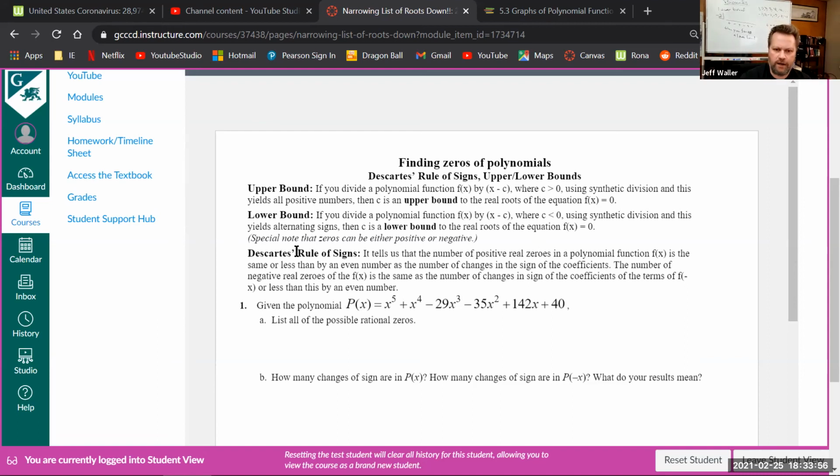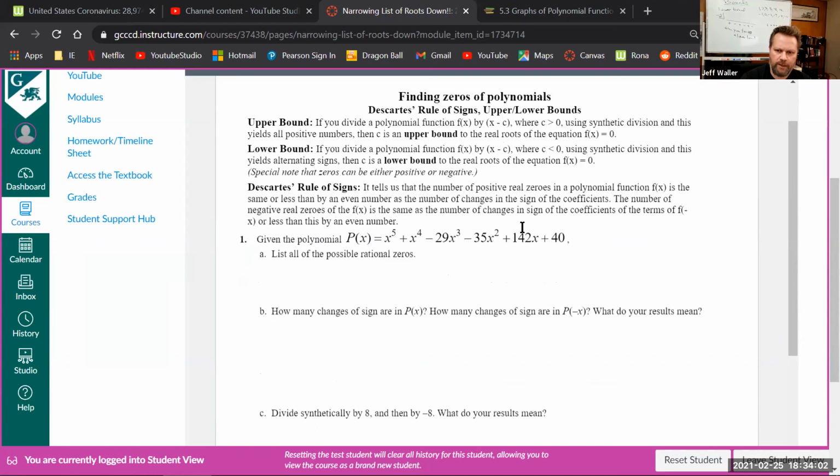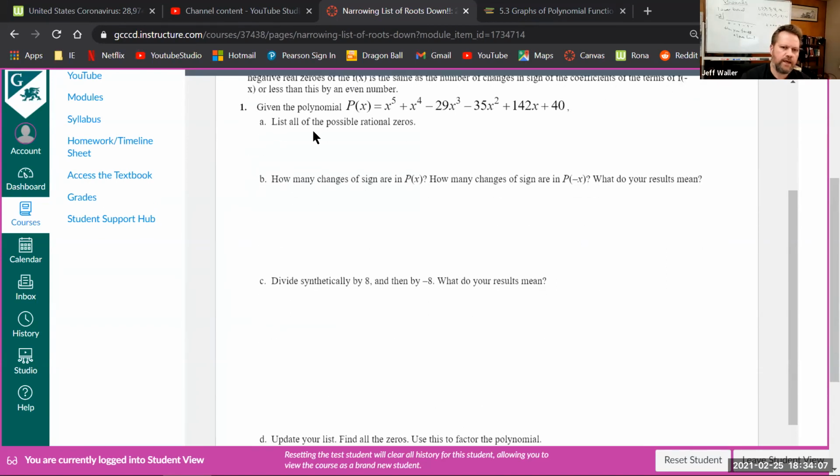And then here's Descartes' rule of signs. I tried to summarize that. We'll see how it worked. And there's an example yummy problem there. Look at that. That's yummy. So this is the kind of problem I like to do where I'll say, do this. What's it mean? And it should help you narrow your list down. So next time we'll do that together. On Monday, we'll do this problem together.